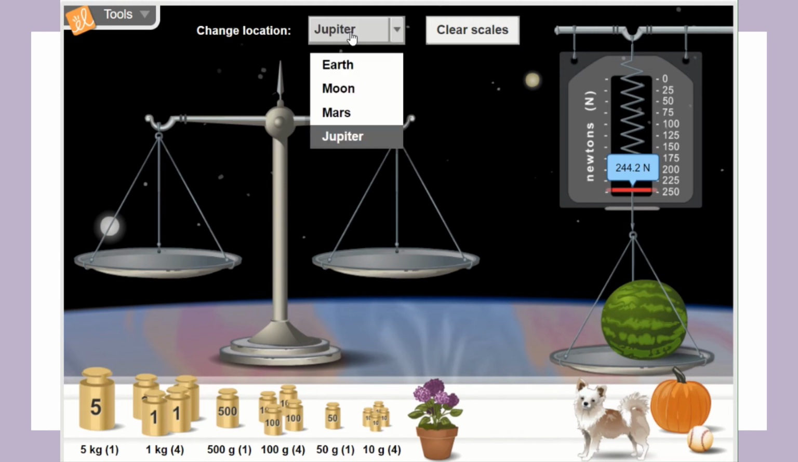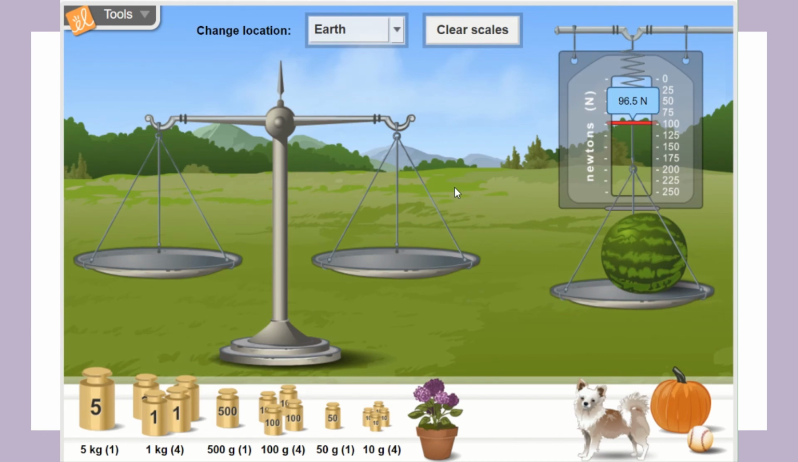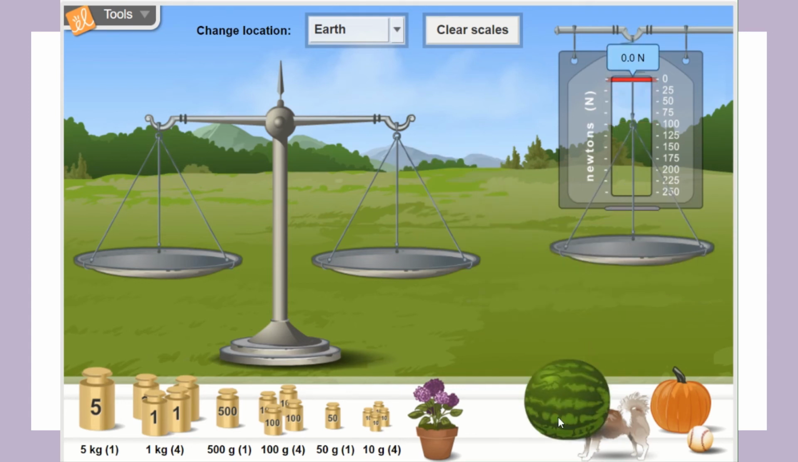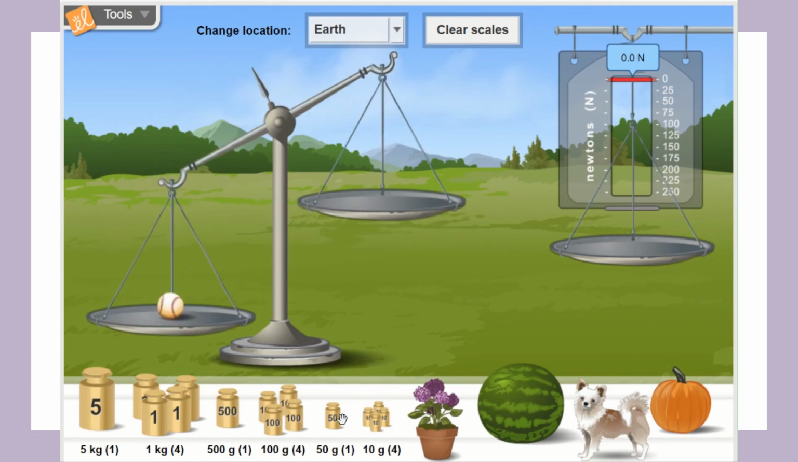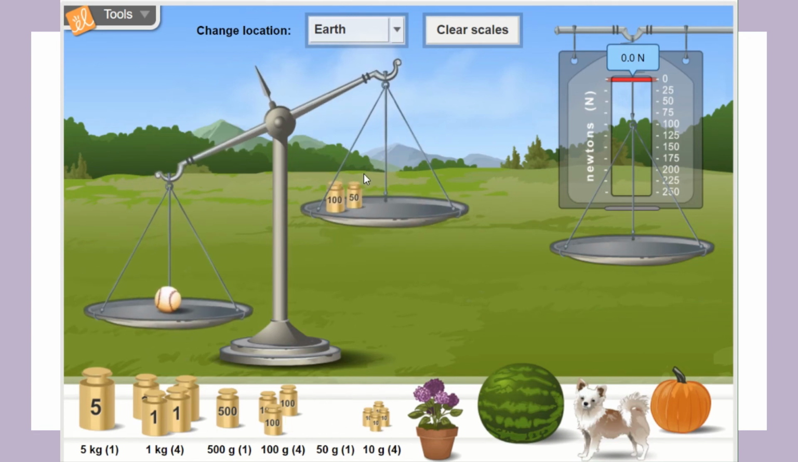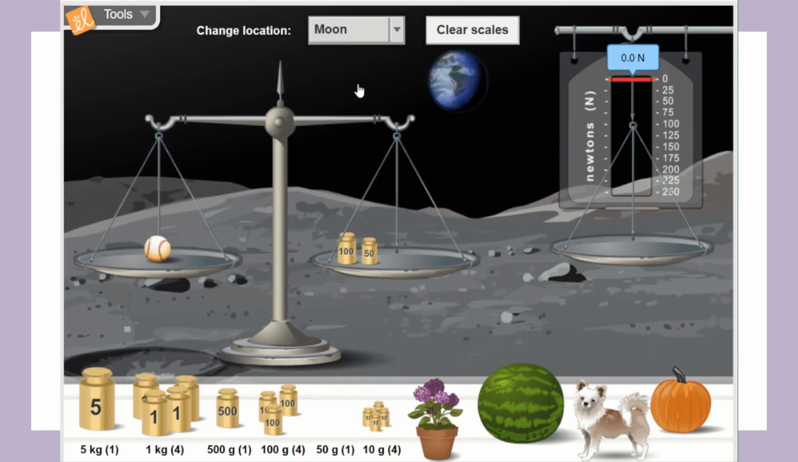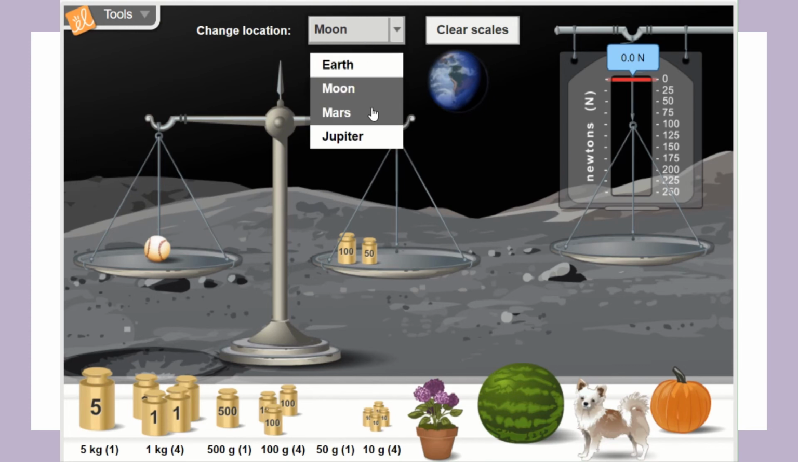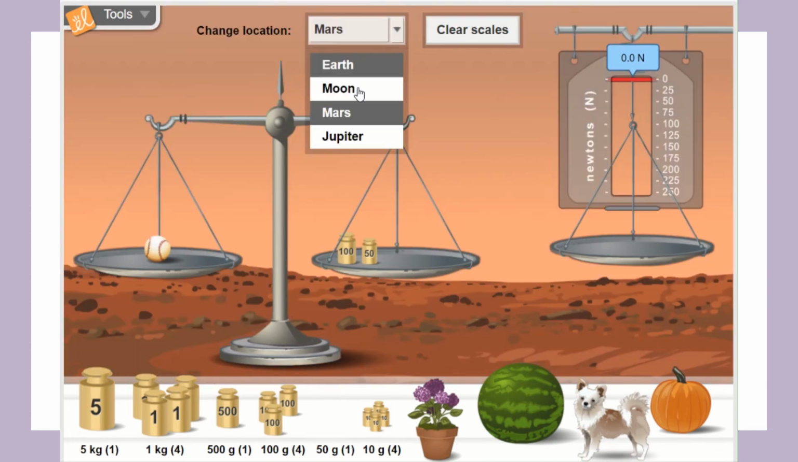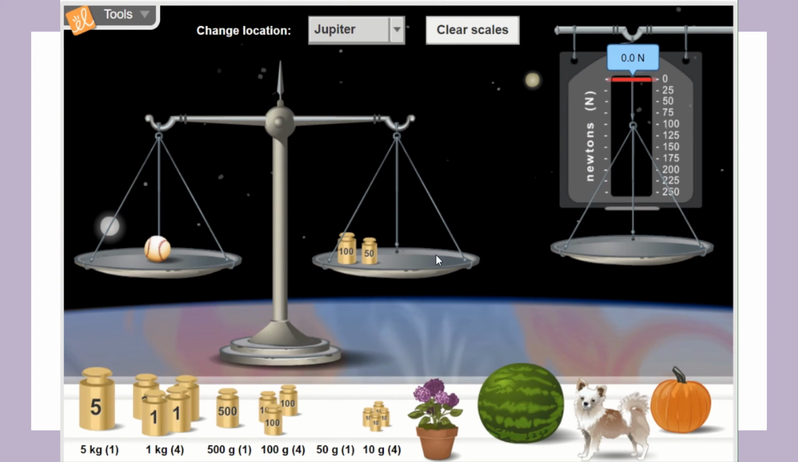And even if we are still at Earth, it differs from the equator to the North Pole to any other place on the planet. Whereas the mass, let's try the mass. Let's try it with this little ball, right? We knew that its mass is 150 grams. So this is on Earth. Let's see on Moon. Oh, it's the same mass. How about on Mars? Same mass. And on Jupiter? Same mass. So the mass is constant. It does not change from one place to another, but the weight changes from one place to another.